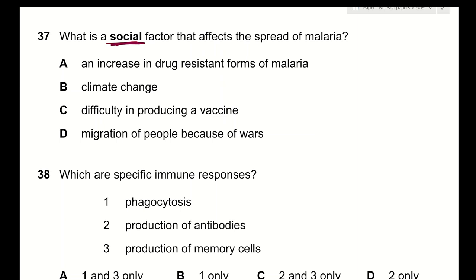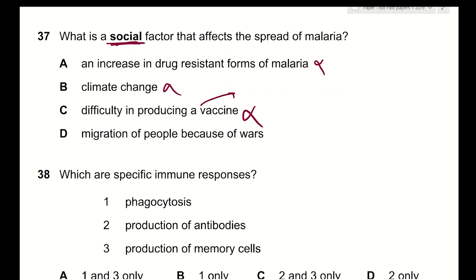The reason for this is that the insect vector carrying Plasmodium, the pathogen causing malaria, is the female anopheles. And female anopheles prefer hot, humid weather. So climate change could impact the spread of female anopheles, which are the insect vector for Plasmodium, but it's not a social factor, so this is incorrect. C, difficulty in producing a vaccine, still not a social factor.